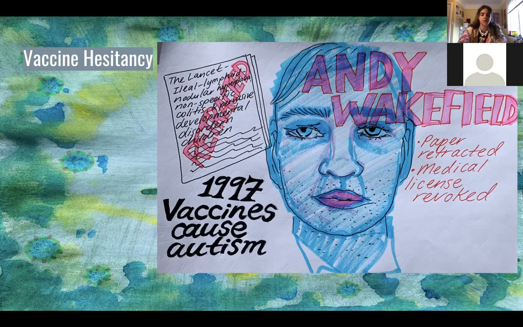So on the topic of this paper by Andy Wakefield, he did correlate vaccines with autism, and this was a huge scandal. Although there was no evidence to support this, it caused a huge stir in the media and led people to be hesitant of vaccines to this day. So what we get from this is that the cause of autism actually isn't known at the moment, but it is likely that it's caused during development in utero. So that's prior to any infant vaccination.